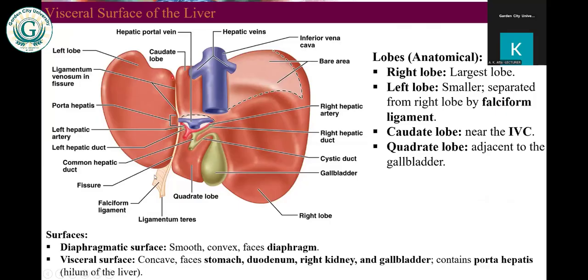Once again, this is the falciform ligament. The gallbladder is at the visceral surface. This is the IVC. Between the fissure for the falciform ligament and the gallbladder, there is the quadrate lobe. And between the IVC and the ligamentum venosum, there is the caudate lobe. So anatomically, the caudate and the quadrate lobes are part of the right lobe of the liver.